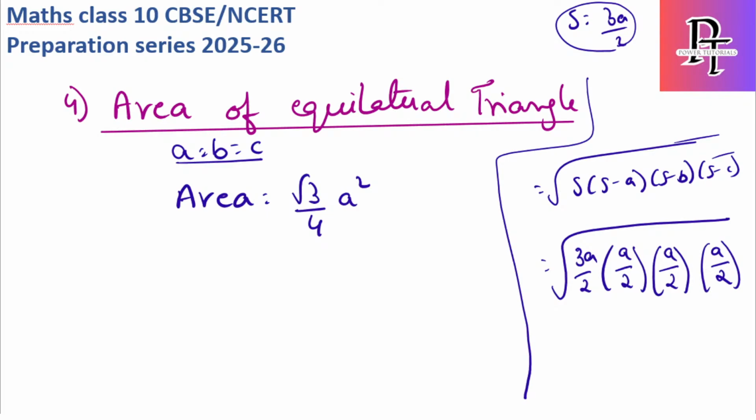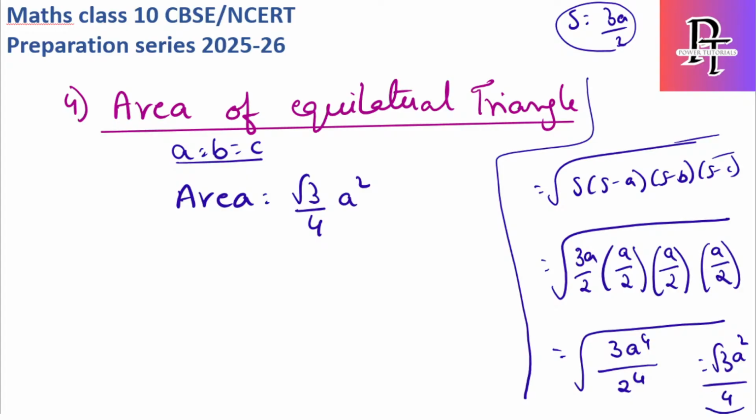So now this becomes root of 3 into a power 4 by 2 power 4. If I remove the root, I will get root 3, a power 4 root will become a square, and 2 power 4 will become 2 square, which is nothing but 4. So in this way we have derived the area of an equilateral triangle, which is root 3 by 4 a square. So this is also one of the important formulas with respect to class 10.